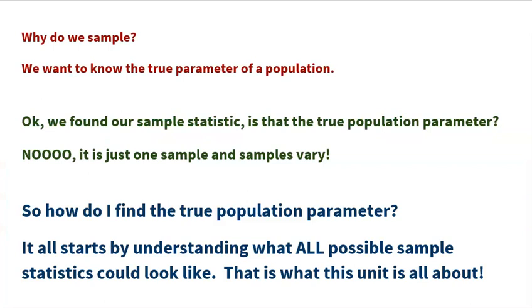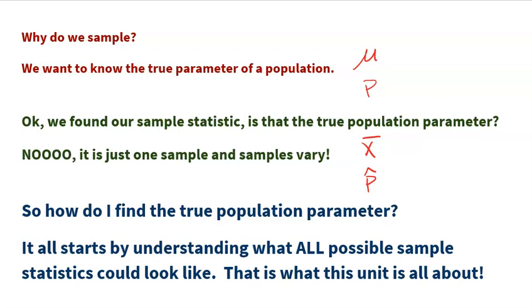All right, 3 questions here. Why do we sample? Well, we sample because we want to know the true parameter of a population. Whether it be that I want to know the true mean of a population or the true proportion of a population, I'm never going to get those truths until I take a sample. Okay, now that we found our sample statistic, is that true for the population parameter? When you take a sample, you're going to get a sample mean, you're going to get a sample proportion. But does that mean that our sample statistics are now true for the population?